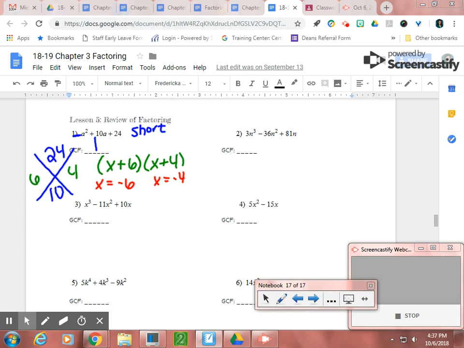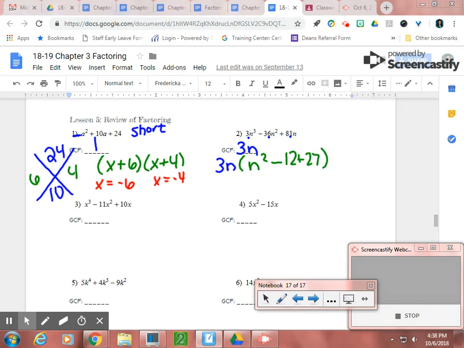Okay, so looking at our second one, is there anything that divides all of these? Well, the first thing I see is they all have an n, so I can take an n out, and I know that they're all divisible by 3, so I can take 3n out in front. So when I take 3n out in front, I'm left with n squared minus 12n plus 27.